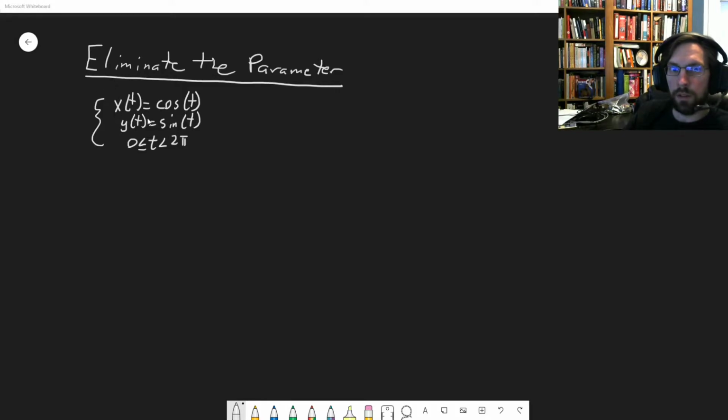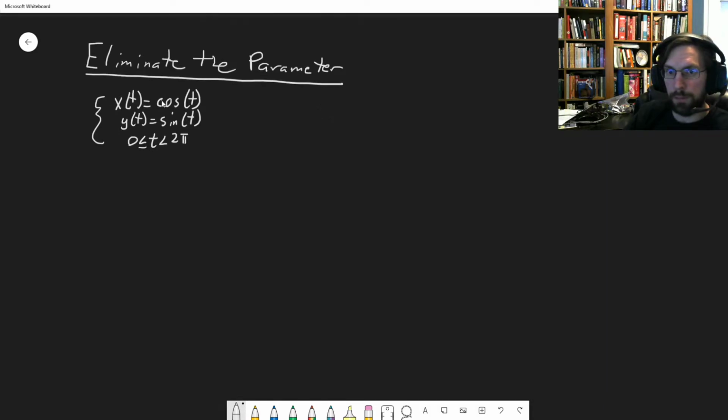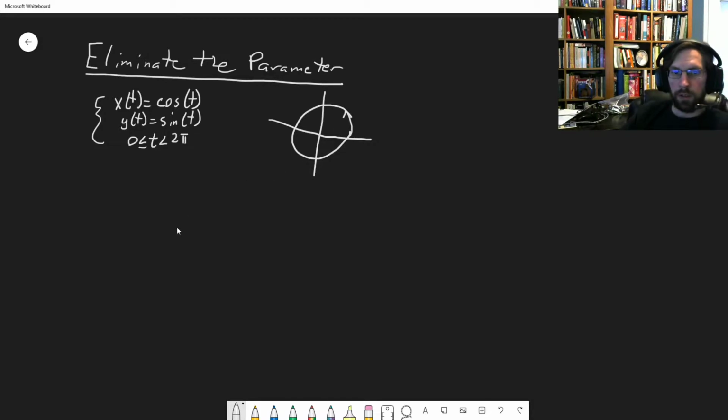Okay, so let's look at this. We have our equation of our circle from before. If we draw this out, it should look more or less like this. There's our orientation on the curve. Ideally we want to somehow isolate t, but in this example we won't be able to. But we do know a very famous equation involving cosine t and sine t.